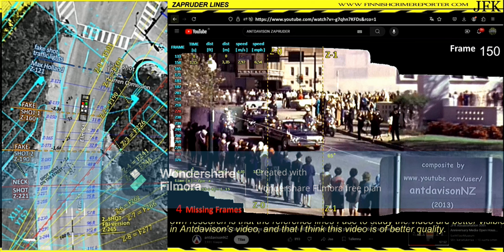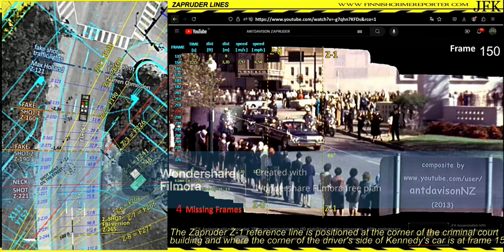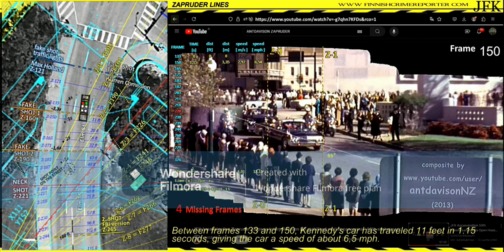and I think this video is of better quality. The Zapruder Z1 reference line is positioned at the corner of the criminal court building and where the corner of the driver's side of Kennedy's car is at frame 150. Between frames 133 and 150, Kennedy's car has traveled 11 feet in 1.15 seconds, giving the car a speed of about 65 miles per hour.